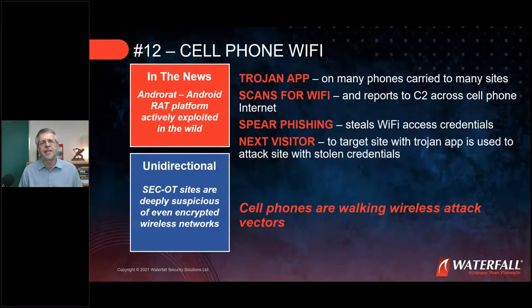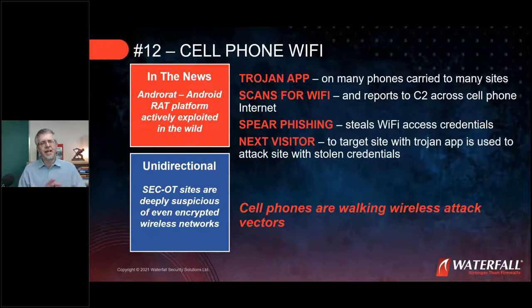Coming up on the end here, let's look at a cell phone Wi-Fi attack. This one's new. Cell phones are walking wireless attack vectors. The AndroRat example here started out life as a proof of concept that let researchers show how easy it was to insert malware into legitimate Android apps. Well, that proof of concept's been weaponized. It's been used by real attackers. They've dropped their malware, probably through a supply chain thing again, into a little less than 100 real Android apps.